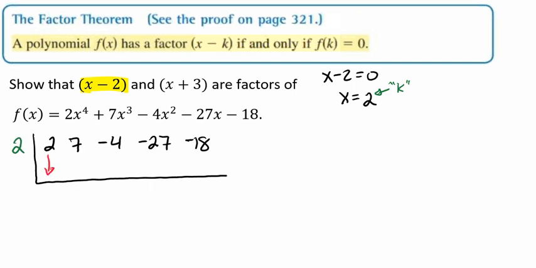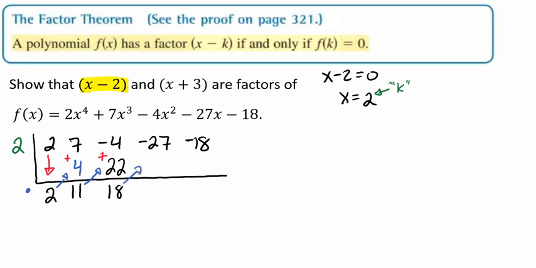And I'm going to go through and do my synthetic division. So I bring down my 2. And remember, whenever we're moving diagonally, we get to multiply. So 2 times 2 is 4. And then vertically, we add. 7 plus 4 is 11. And I'm going to move diagonally again, so I need to multiply. But the 2, I'm ignoring that 2. So 2 times 11, which is 22. I'm moving vertically again, so I get to add. Negative 4 plus 22 is 18.